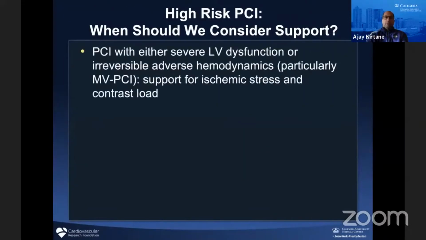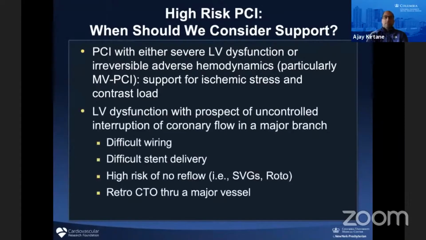So who do we consider support for? We basically consider it for patients with severe LV dysfunction or irreversible adverse hemodynamics who are undergoing multivessel PCI, and it's to support you during the stress of the ischemic burden during the PCI when we blow up balloons, and also contrast, because contrast does not contain hemoglobin and it makes people sicker. LV dysfunction with uncontrolled interruption of flow in a major branch, so difficult wiring, stent delivery, high risk of no reflow, or retrograde CTO through a major vessel. In other words, you're going to keep that patient ischemic for a longer period of time, and the patient's not going to tolerate that because the hemodynamics are bad.